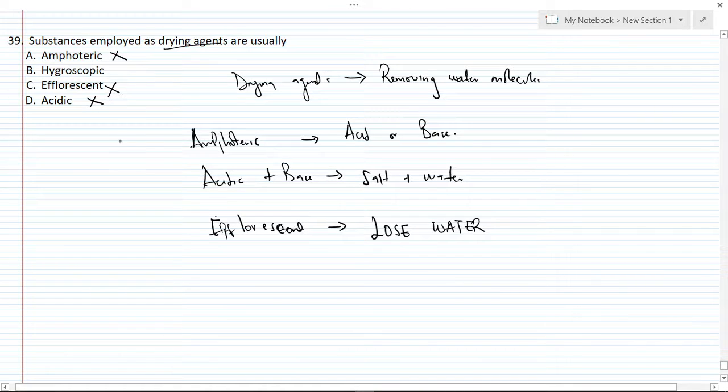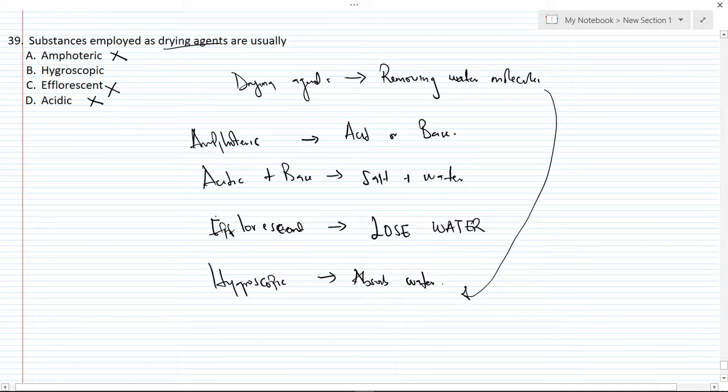So option B, which is hygroscopic. So hygroscopic compounds are those compounds that will absorb water when exposed. So this matches our criteria. So for a drying agent to be able to remove water molecules from a compound, it needs to be able to absorb water from that compound. So the correct option is option B.